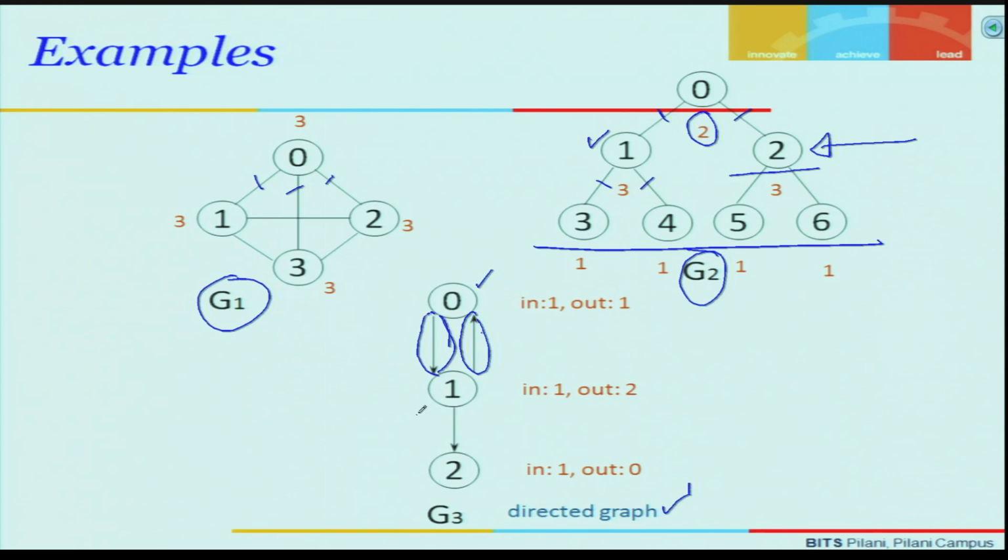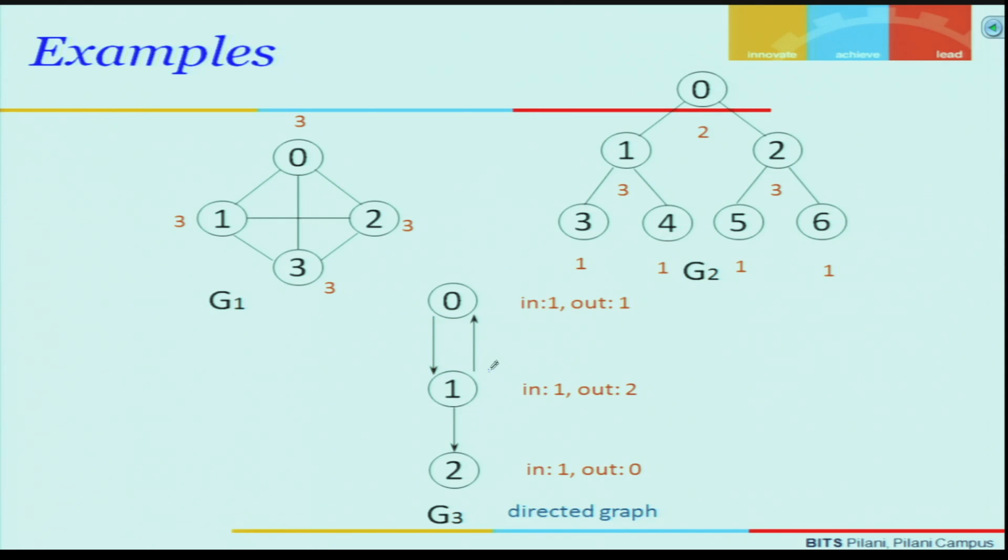Now, let us look at 1. There is a single arrow which is coming inside 1. So, in degree is 1, whereas there are 2 arrows which are going out of 1. Therefore, its out degree is 2. Similarly, for 2, its in degree is 1 and there is no edge which is going away from 2. Therefore, its out degree is 0. So, you can have in degrees and out degrees also 0.